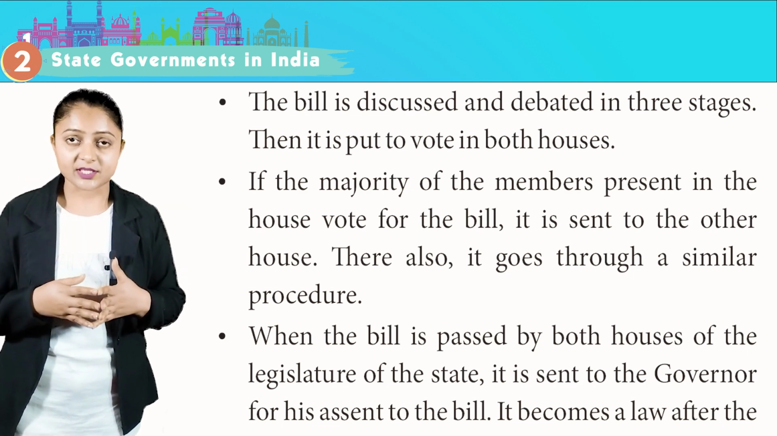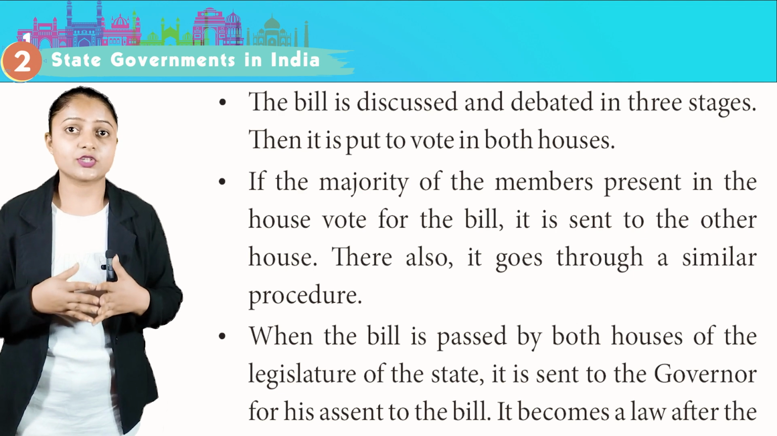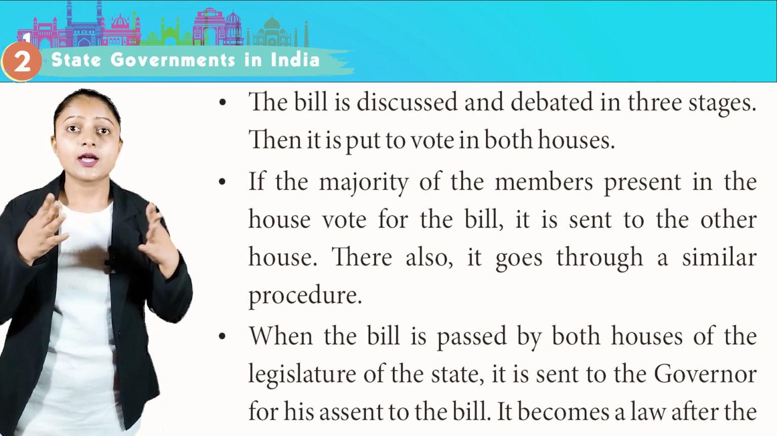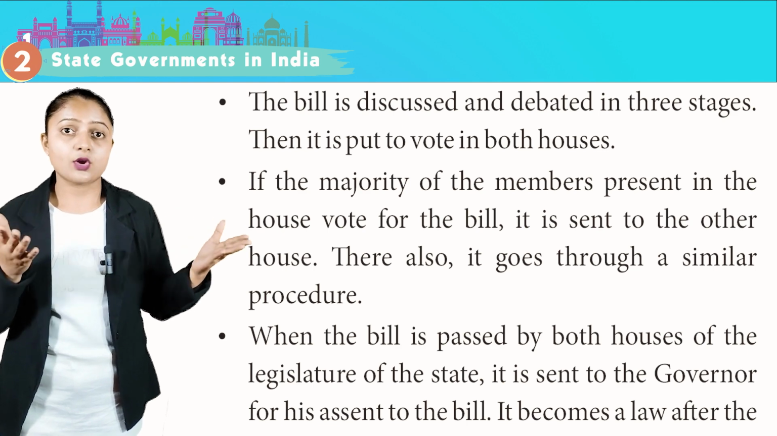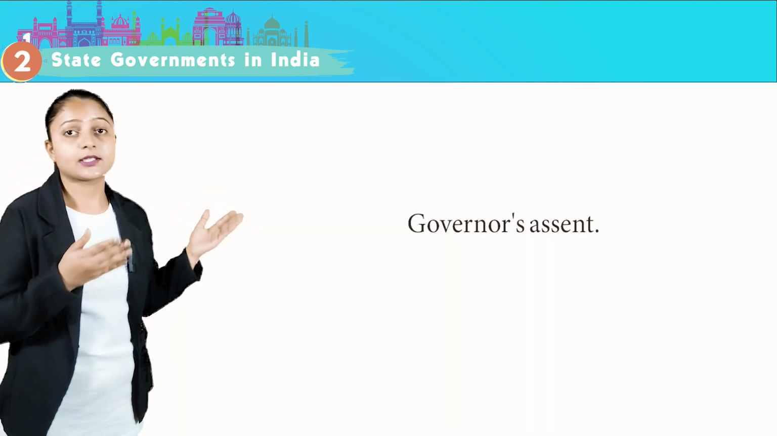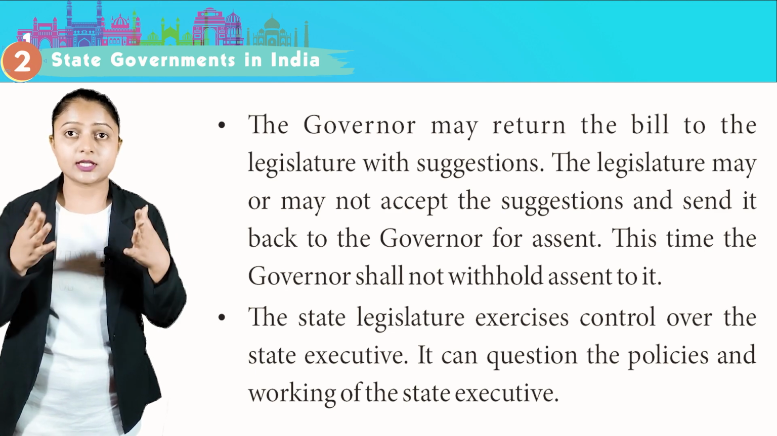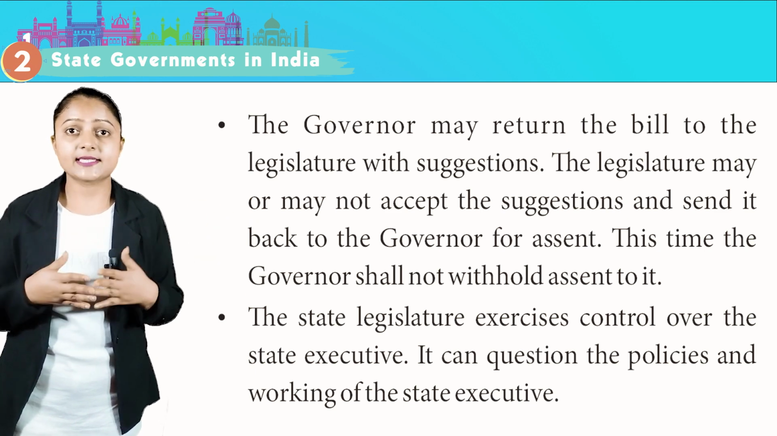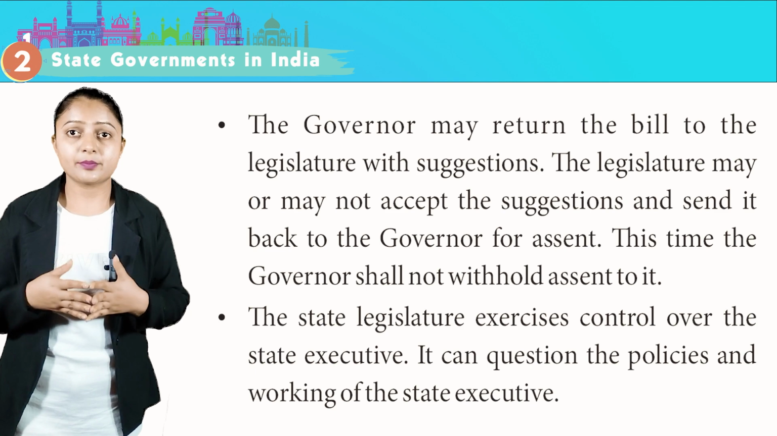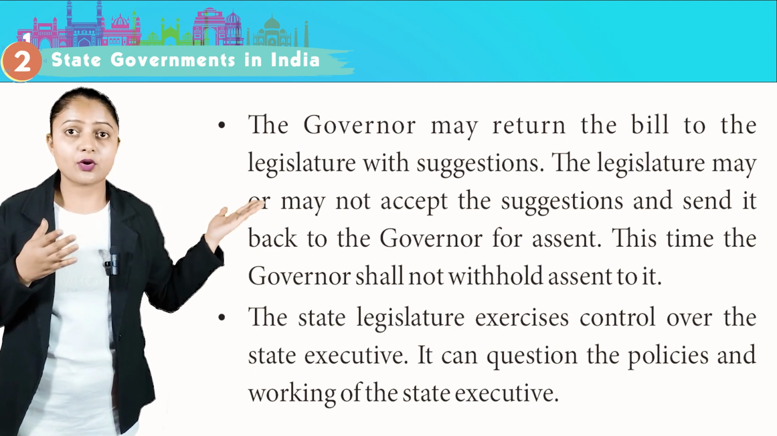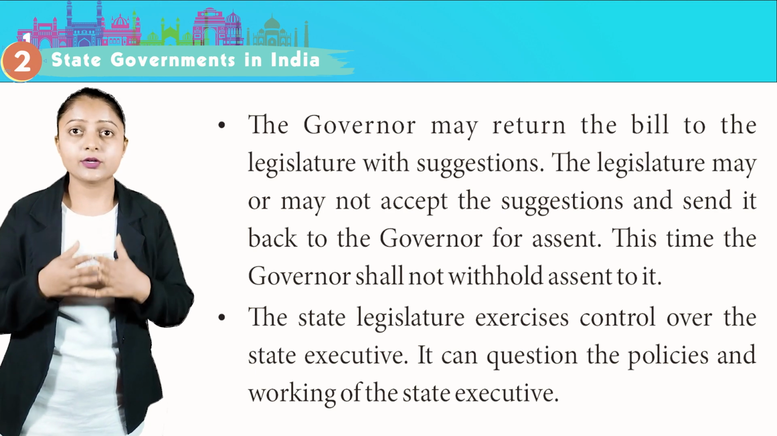When the bill is passed by both houses of the legislature of the state, it is sent to the governor for his assent to the bill. It becomes a law after the governor's assent. The governor may return the bill to the legislature with suggestions. The legislature may or may not accept the suggestions and send it back to the governor for assent. This time the governor shall not withhold assent to it.